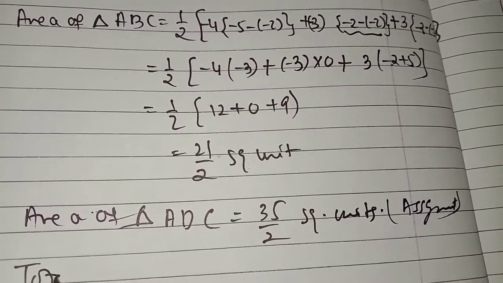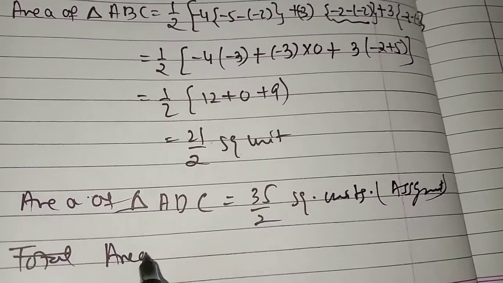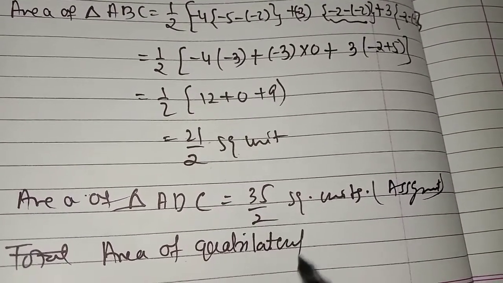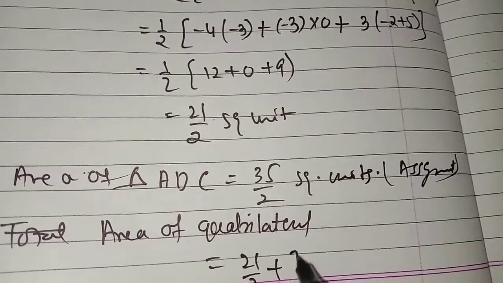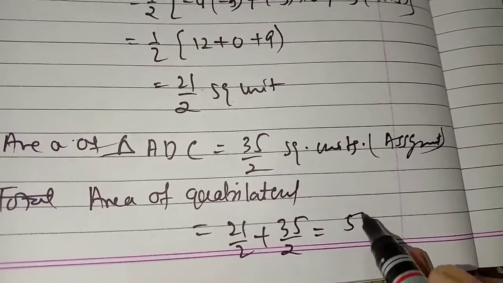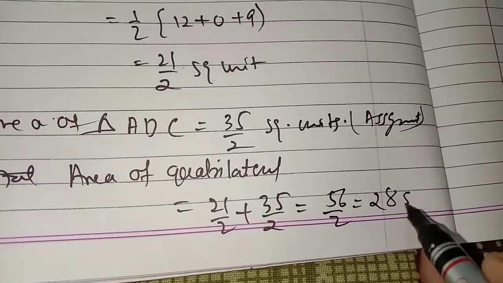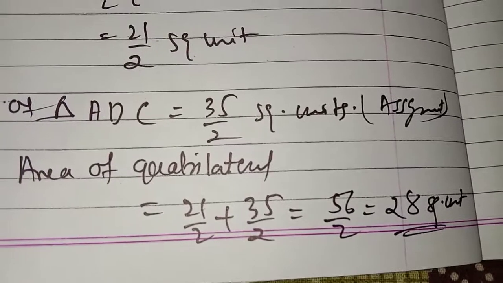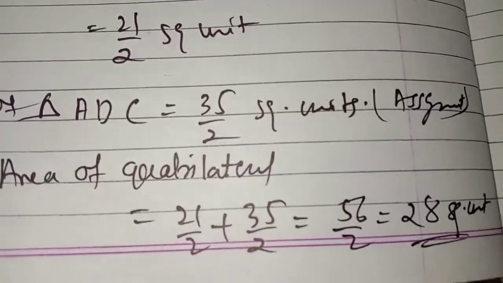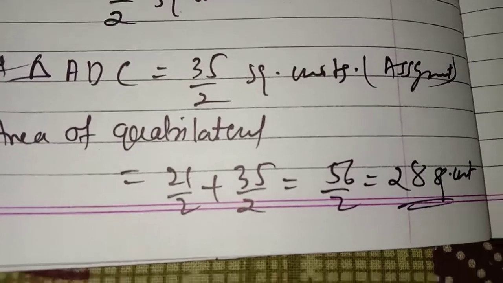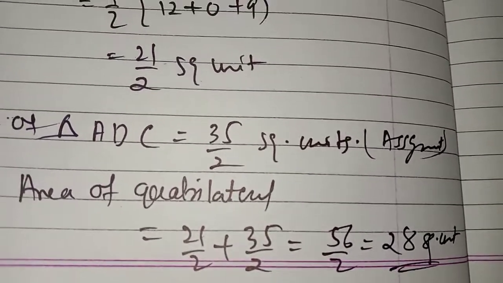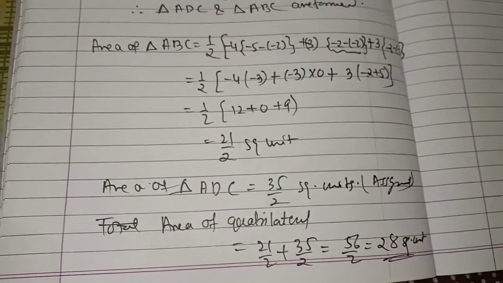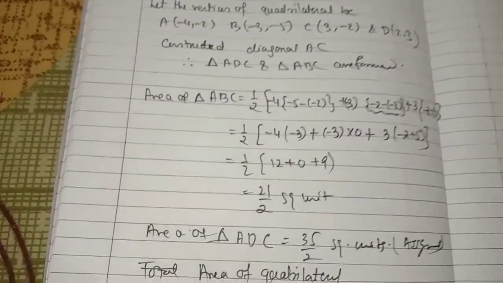So total area will be, you can write area of quadrilateral will be 21 by 2 plus 35 by 2. It is 56 by 2. That is equal to 28 square unit. Clear? So in this way, we have done the numericals of exercise 7.3. Clear? It is 28 square unit. And one question of question number 5, I will solve and send you on WhatsApp. So do one thing, you can check here the calculation.